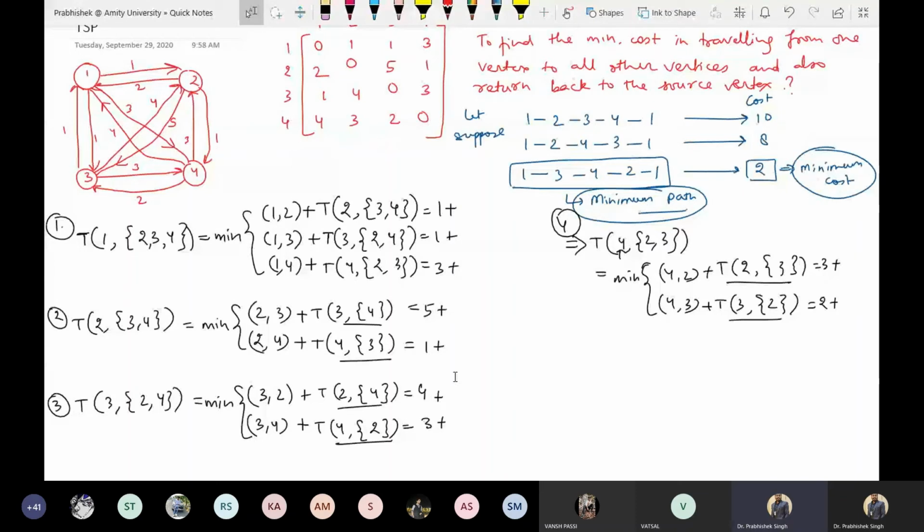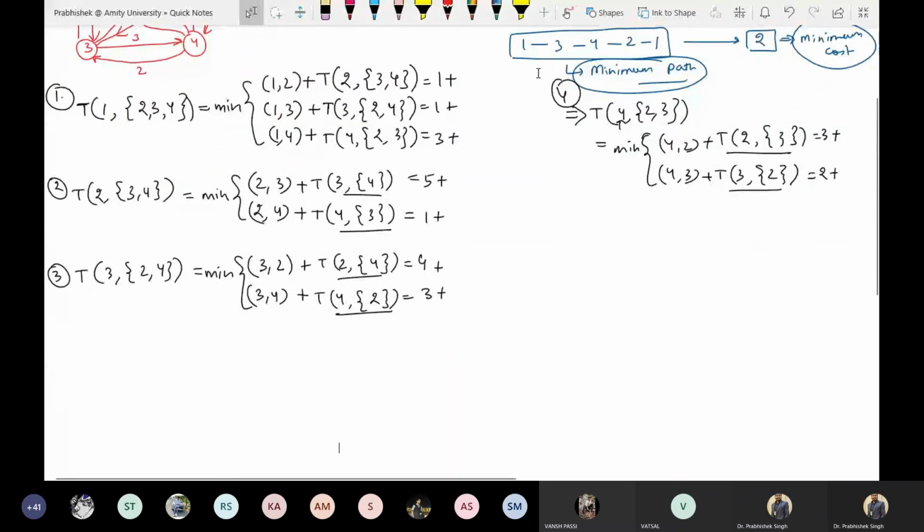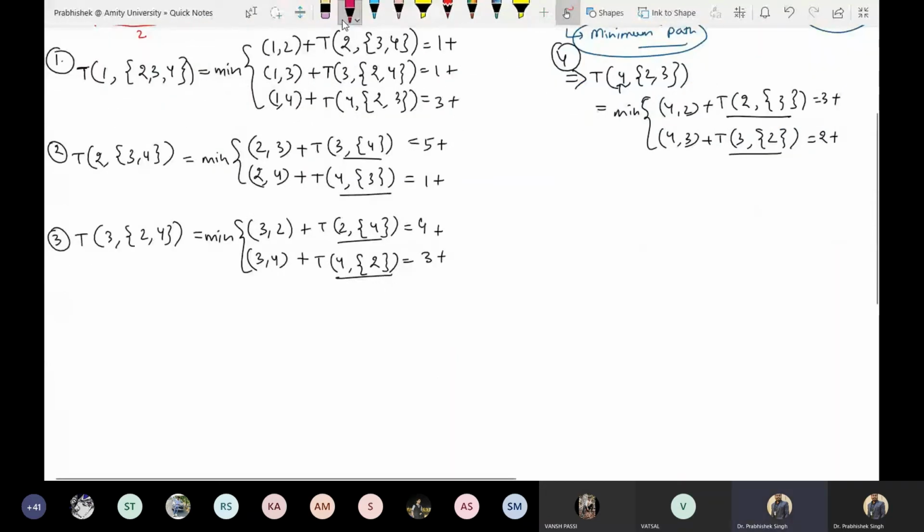Now I am calculating the value T of, just a minute, I am going to the next page. Now I am calculating this T of the fifth step, T of 3, 4. Now this is the only one left. What does this mean? This means I can go only one option, 3 to 4.